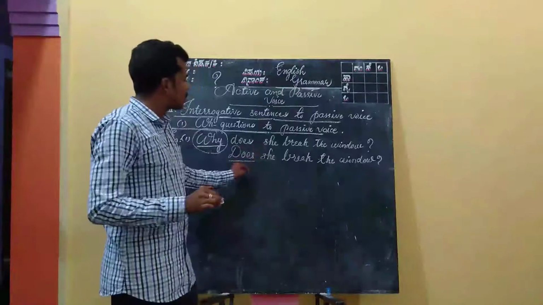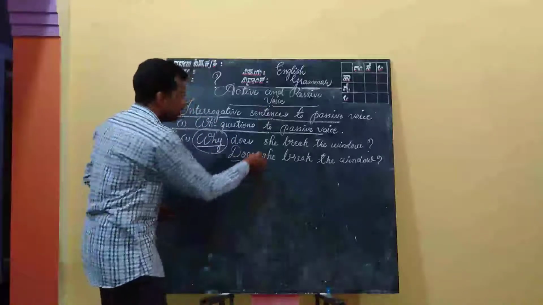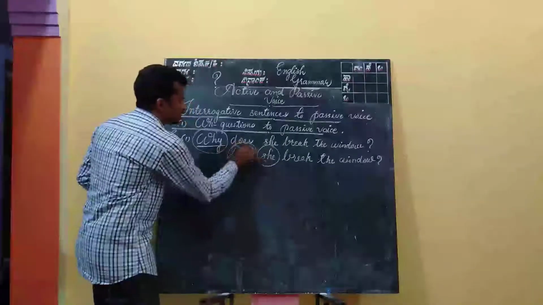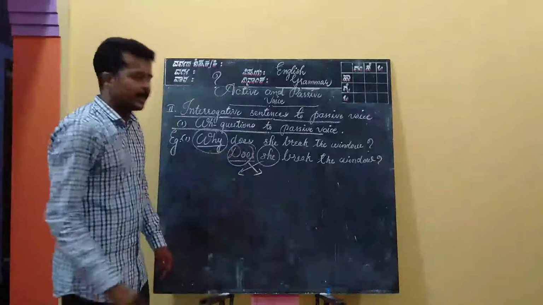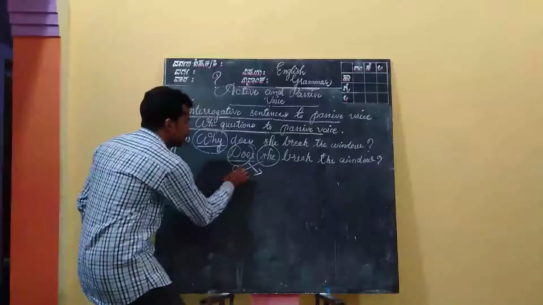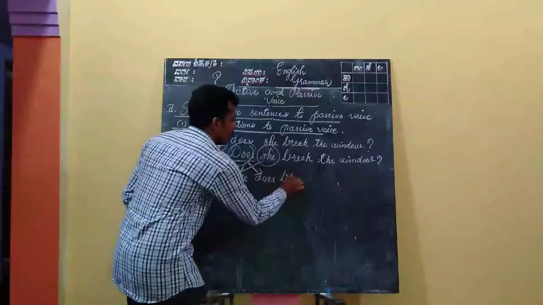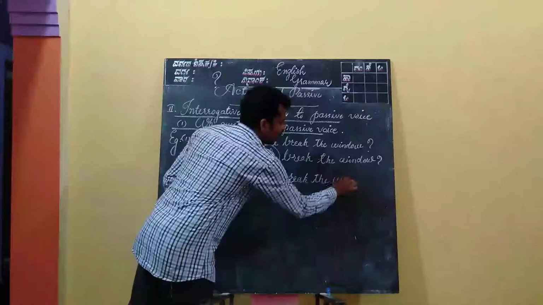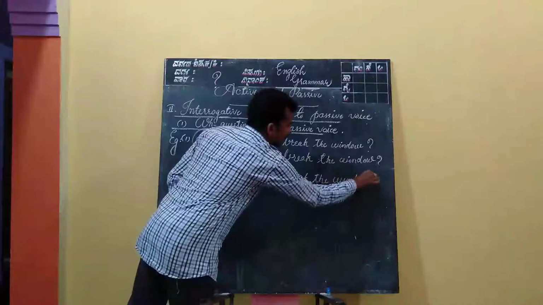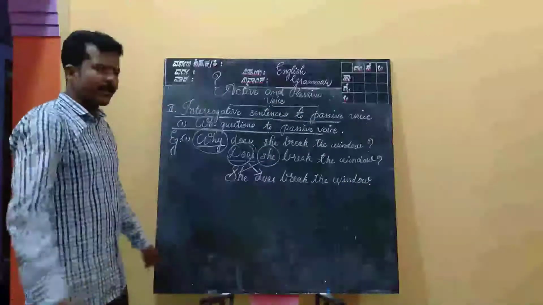So how can we change this rhetoric question to an assertive sentence? As a second step, change the place of the subject and the helping verb. It becomes: she does break the window. Now it is an assertive sentence which is in simple present, ends with a full stop. What did I write?